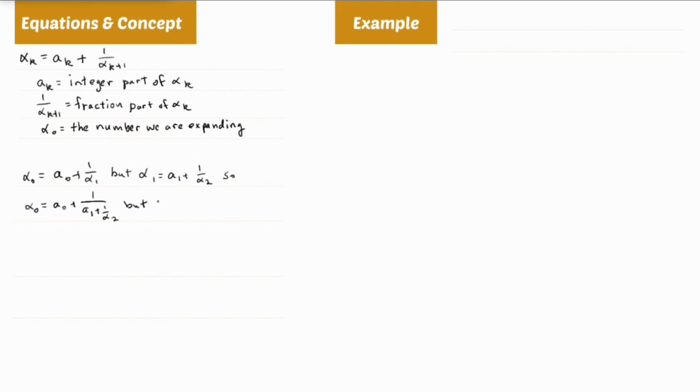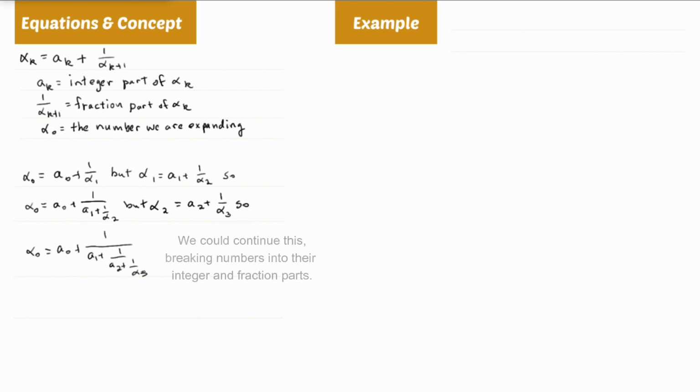But we know that alpha 2 equals a_2 plus 1 over alpha 3. We can substitute this into the equation for alpha 0. And now we have alpha 0 equals a_0 plus 1 over a_1 plus 1 over a_2 plus 1 over alpha 3. You can see the simple continued fraction starting to form. We could keep going like this by breaking up alpha 3 into its integer and fraction parts, and then alpha 4, and so on. If the number we're expanding is rational, this process will end.